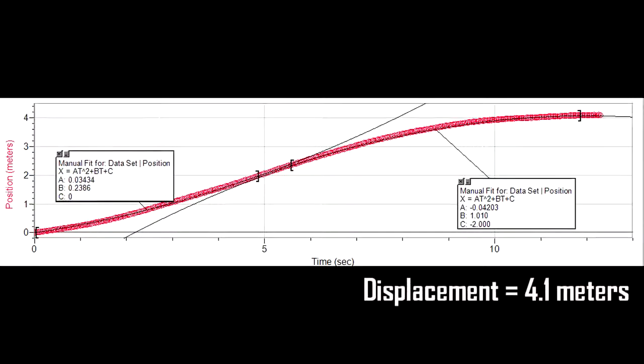And now for the position and time graph, when we recorded our car and analyzed it using Tracker, this gave us this graph of position and time, and our car went 4.1 meters, and that was the displacement.